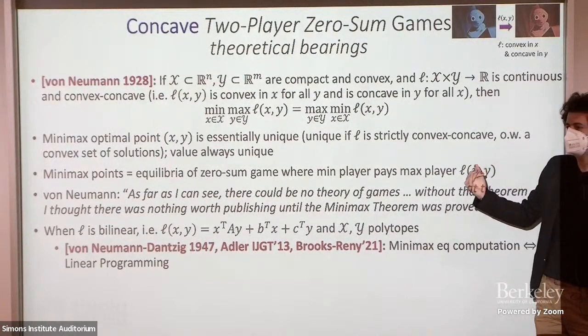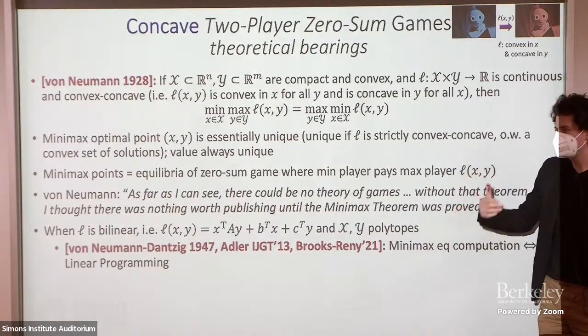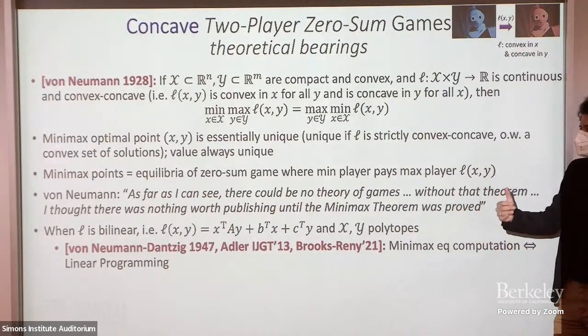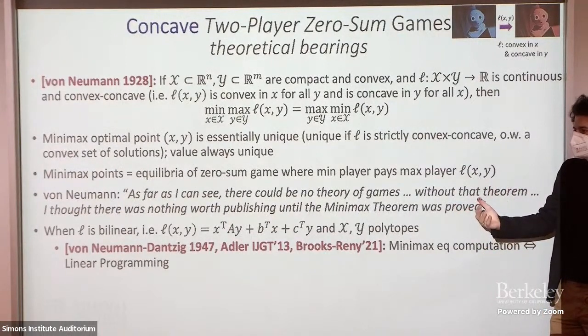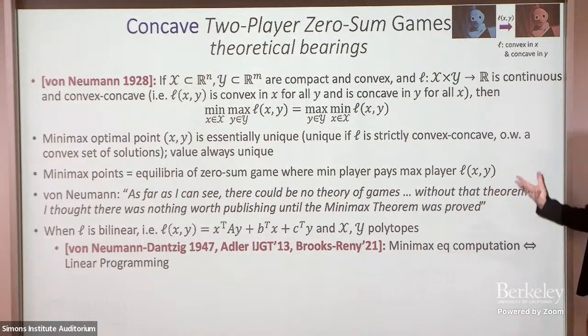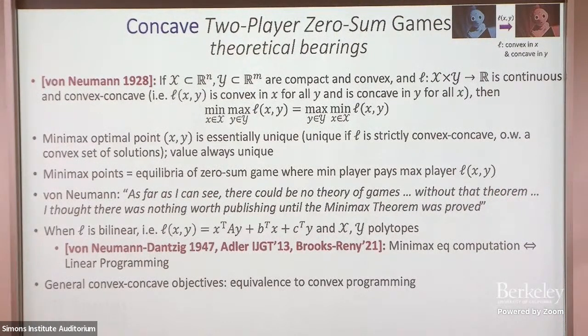Computing minimax equilibrium is polynomial time equivalent to solving linear programs, which is the archetypical convex optimization problem. If your function is general convex concave, it's equivalent to convex programming. So there are intimate connections between optimization and minimax equilibrium computation. These problems are intimately related, as these results imply.